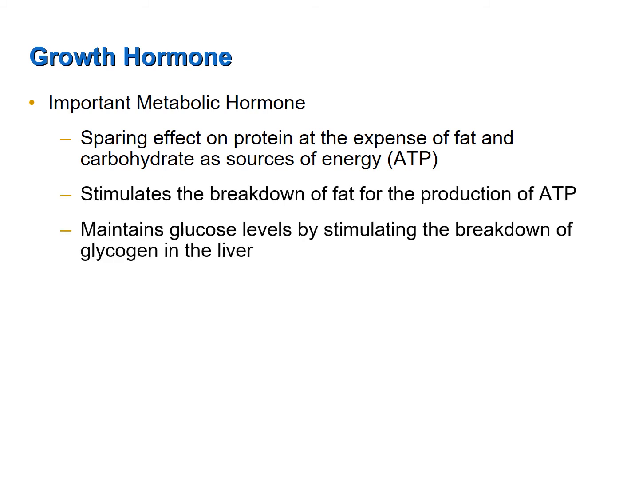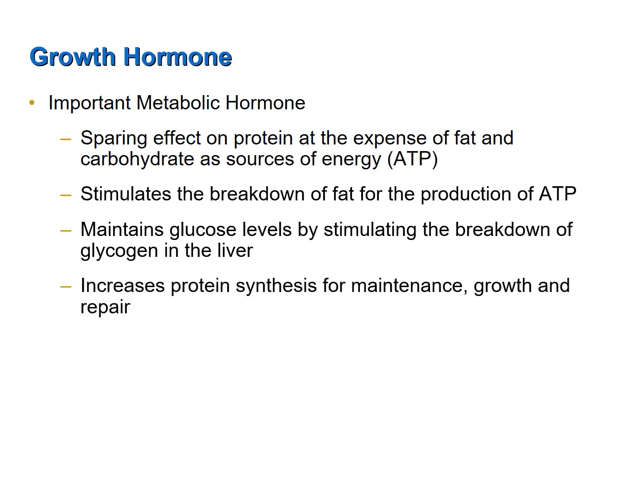And how does it do this? Well, growth hormone targets adipose cells, causing those adipose cells to break down their triglycerides to fatty acids, which then enter the blood and can be used by cells of the body for the production of ATP. Growth hormone also targets the cells of the liver, causing those cells to break down glycogen, the storage form of glucose specifically, to release glucose into the blood to maintain blood glucose levels and to allow ATP production to be made from the oxidation of glucose.